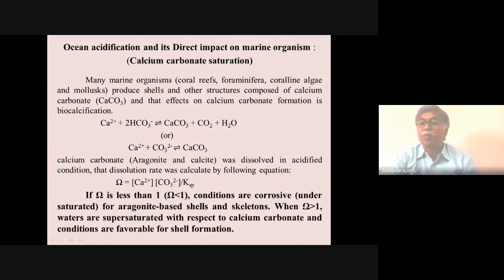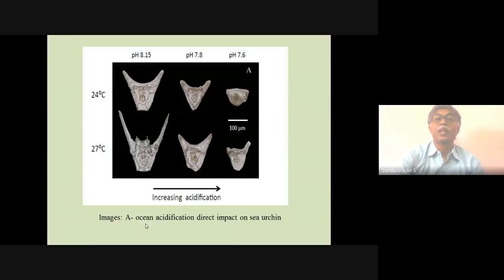When the omega values are greater than 1, the waters are supersaturated with respect to calcium carbonate, and those are good conditions, favorable to the calcifying organisms and the formation of skeletons, particularly in coral reefs. So this figure will explain it clearly.